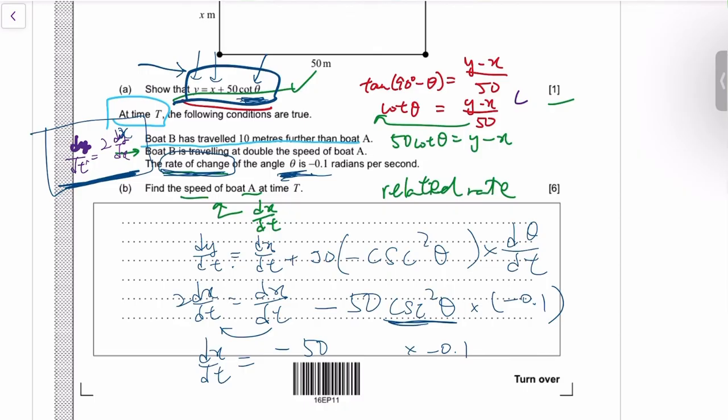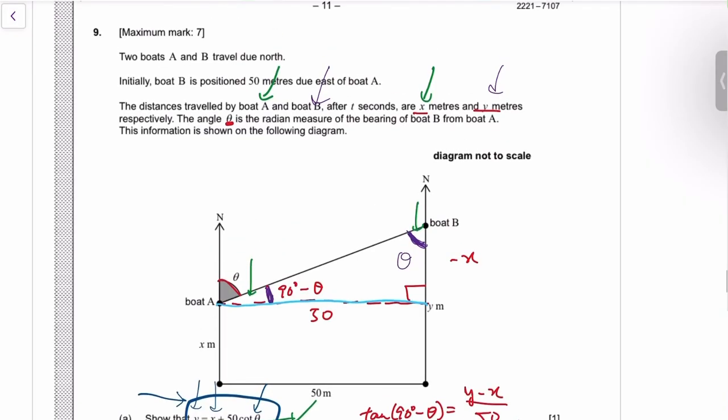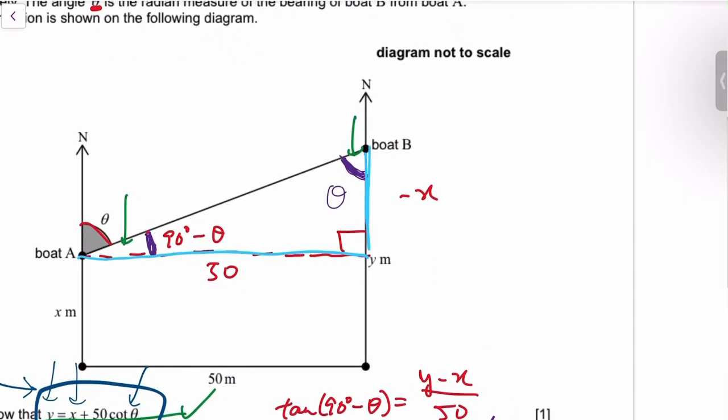So it looks like we need to find the value of cosecant theta. We'll use the information that at that time, boat B is 10 meters ahead of A. So this is 10, right, at that time. So what do we need? We need cosecant theta. Cosecant is 1 over sine. Sine is opposite over hypotenuse, so this is hypotenuse over opposite.